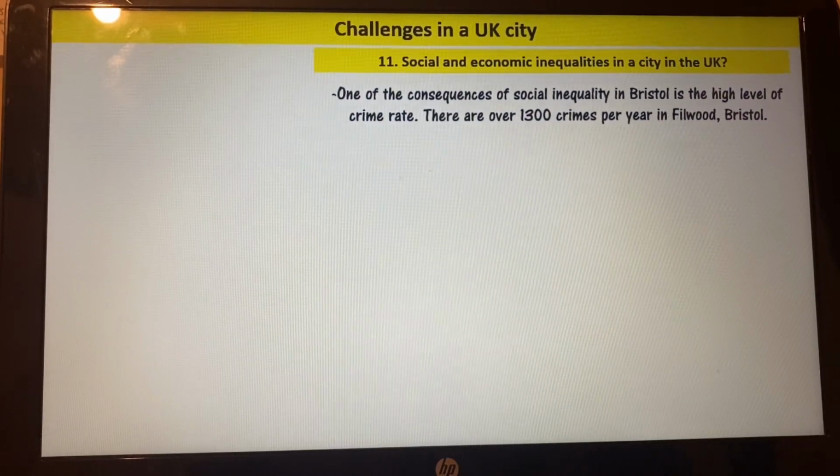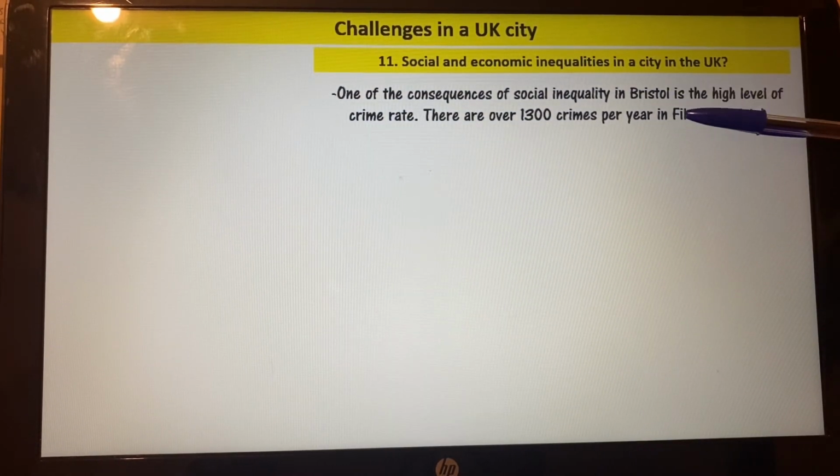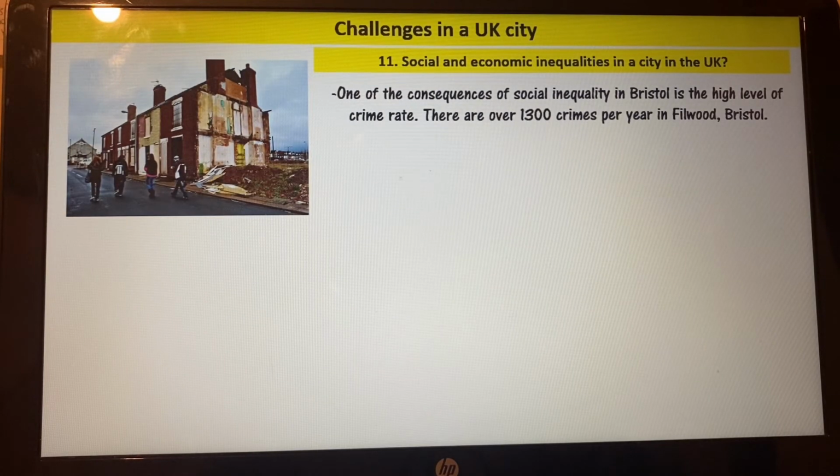So in Bristol, remember we had an area called Filwood. Now within Filwood, there was a huge gap between the rich and the poor within this area. So we've got high levels of crime rate within this area. Again, that could make an area feel very unsafe. And again, you can also link it back to the idea that actually many people may lack qualifications or they lack jobs, which is why they're committing these crimes, or there's a lack of funding within this area.